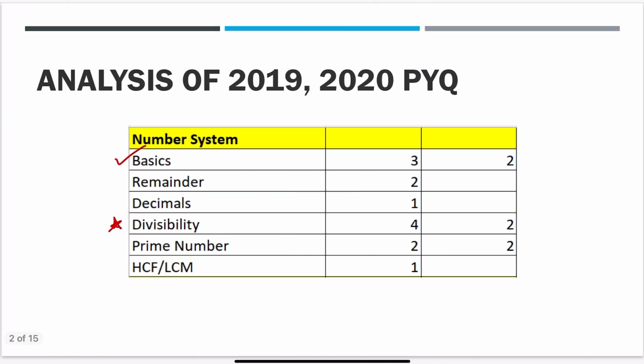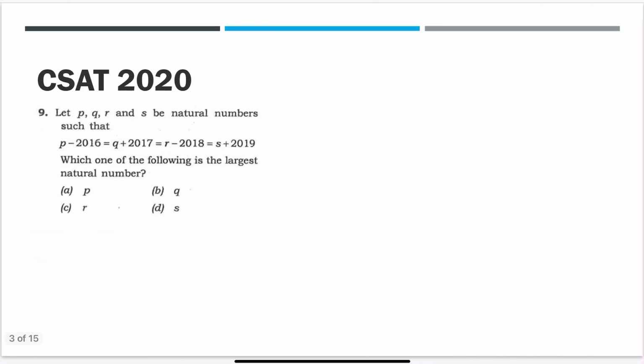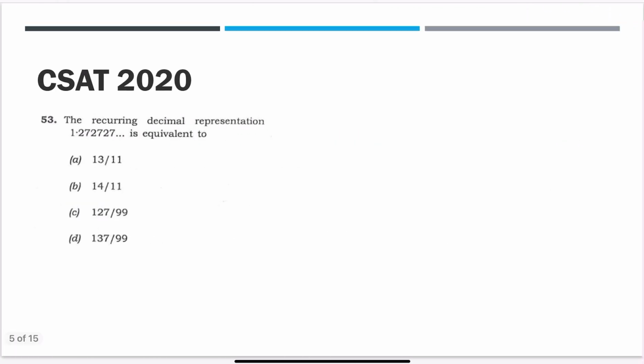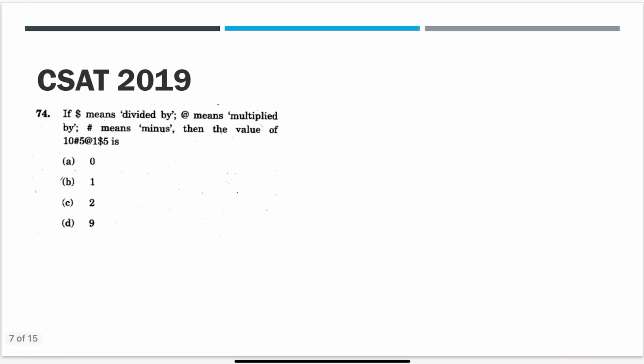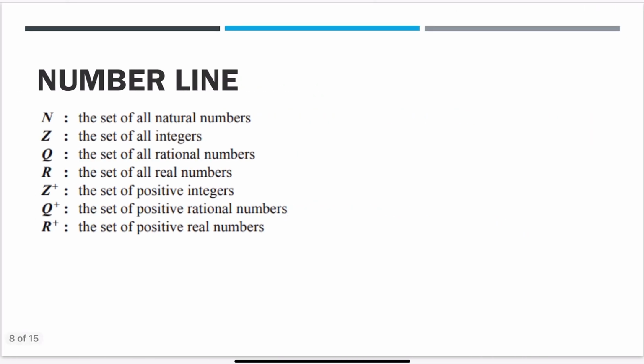If you see, we have a total of 5 questions in the 2020 and 2019 exams, 3 plus 2. So these are those 5 questions. We have 3 questions in 2020 and 2 questions in 2019. We are going to do this after we have done with the theory of number system. Let's start with the theory of number system. Okay, starting with the basics of number system.